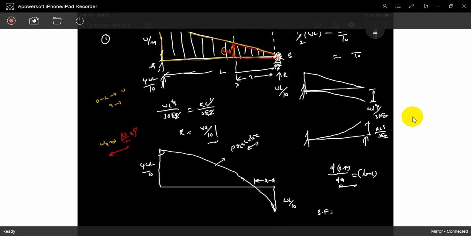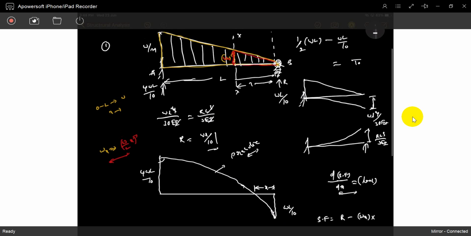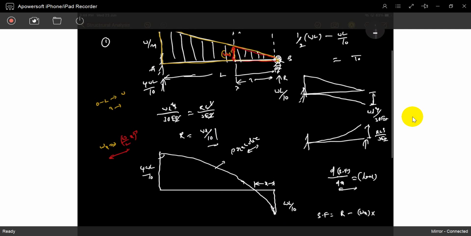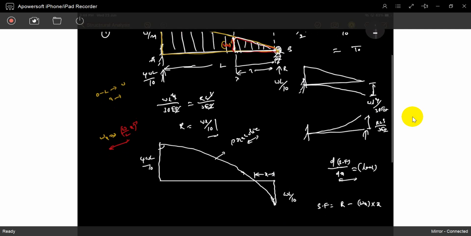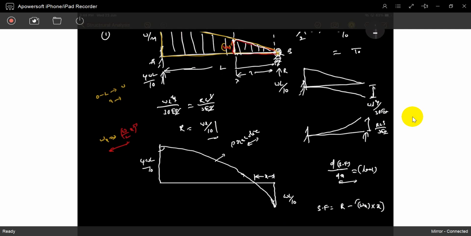Shear force at X is what? R minus WX, this value multiplied with X. We have the total load up to X. So what is the value? Up to X distance, but it is a triangle load, so it is half. So I will write shear force is equal to R minus half of WX multiplied with X. That is the total load on the beam.